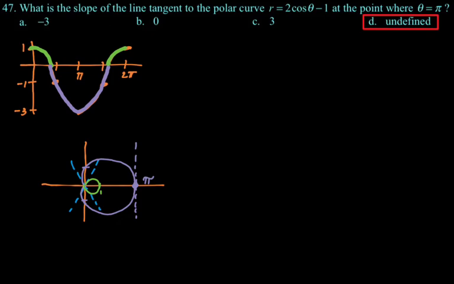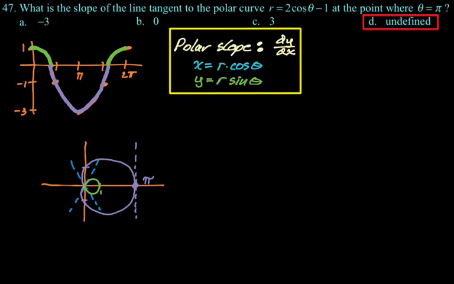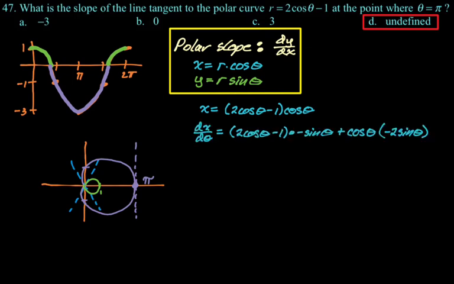But you can still answer this question because polar slope is still dy/dx. x is r cosine, y is r sine, and we can just do it, right? So x is r, the polar curve, times cosine, which means dx/d theta. Use the product rule, first times the derivative of the second plus second times the derivative of the first. Then plug in pi, right? The cosine of pi is -1. The sine of pi is 0, which means everything just zeroes out.